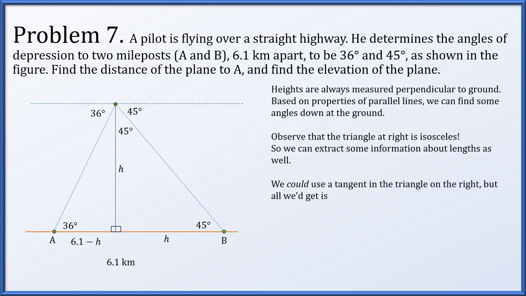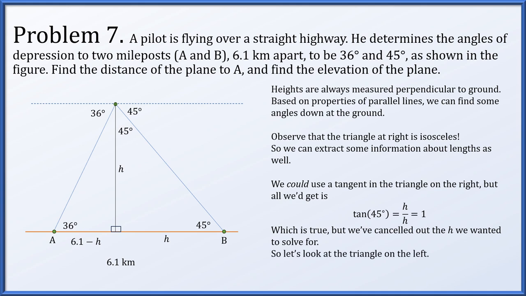Now we could, in theory, on the right triangle to the right, use a tangent function to say that the tangent of 45 degrees is h over h, which is 1, which is true, which is marvelous. However, we canceled out the h we were trying to solve for. So instead, let's look at the right triangle on the left.